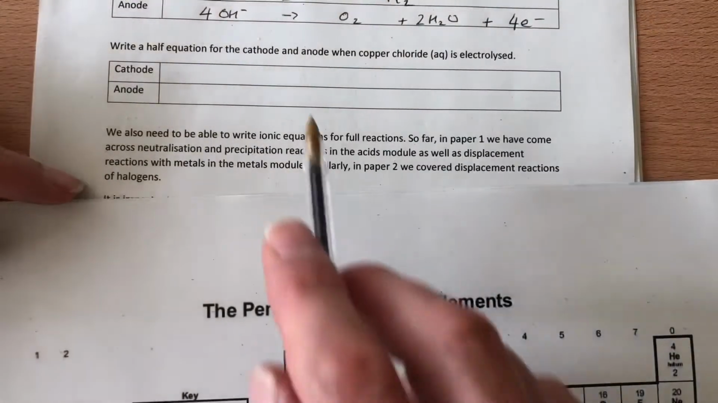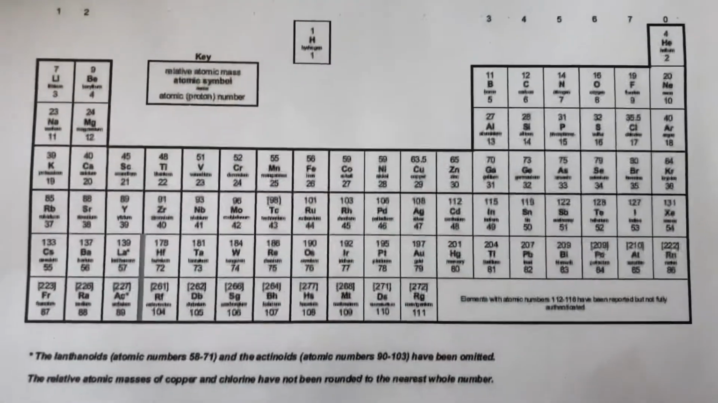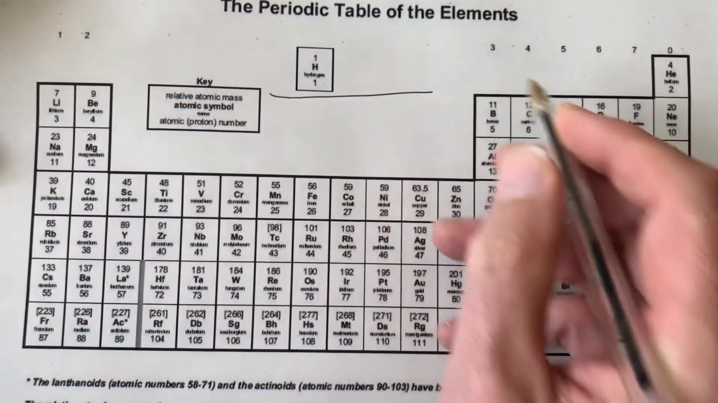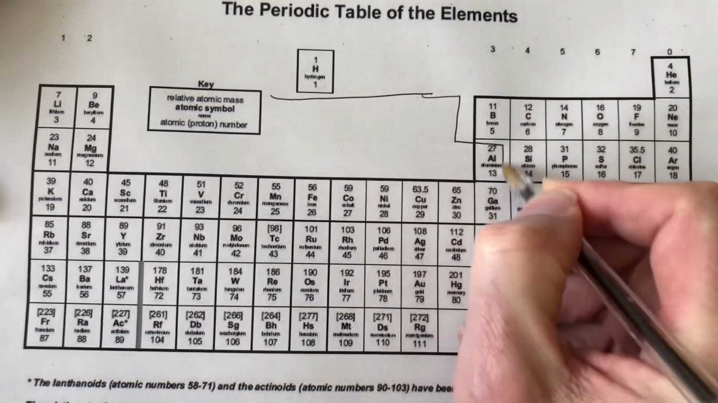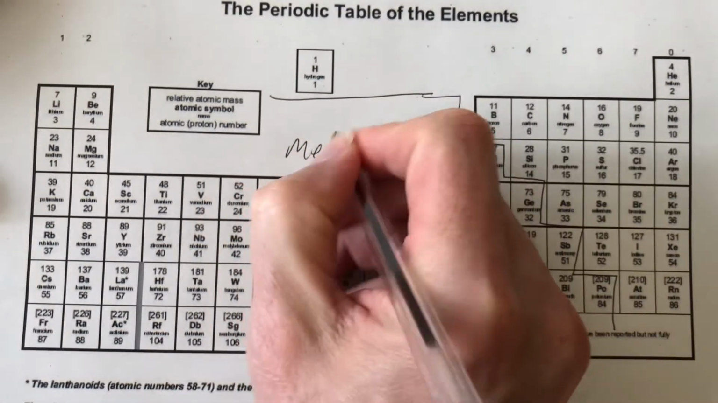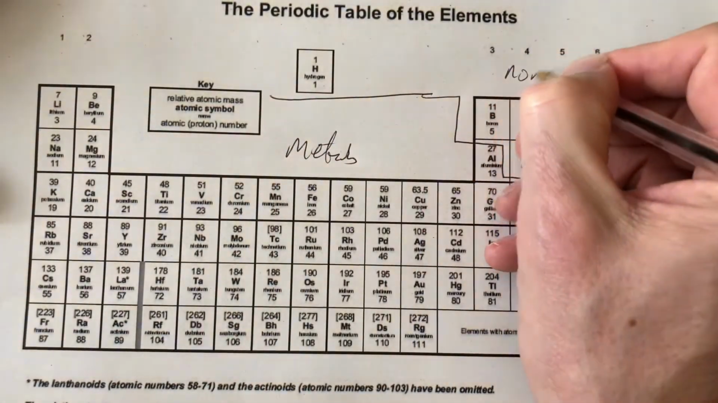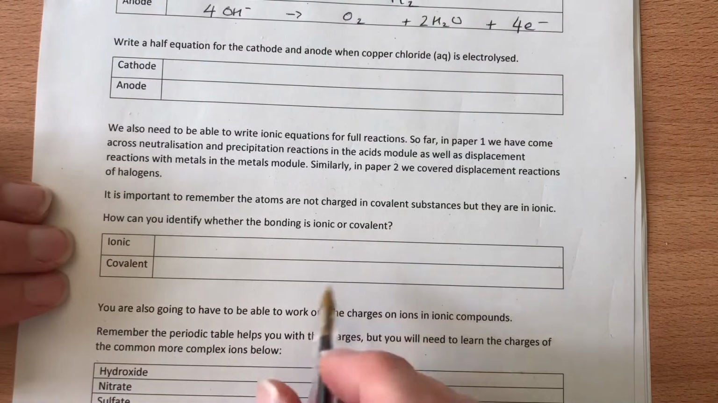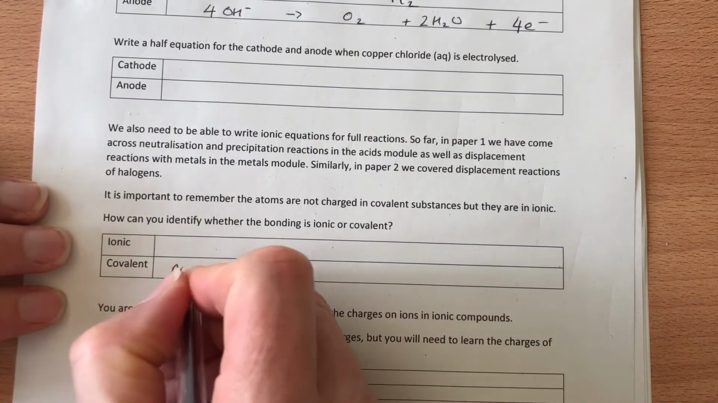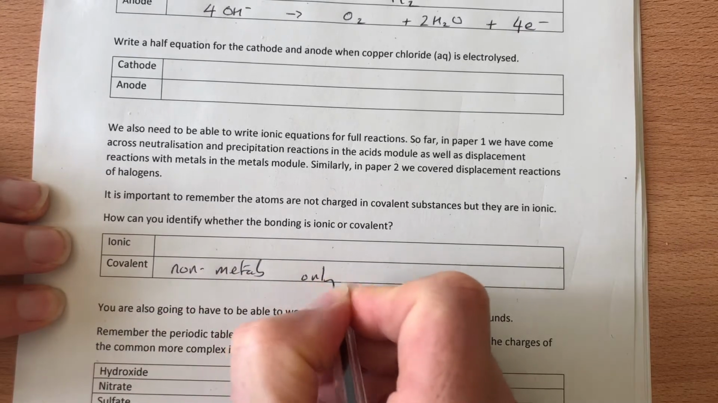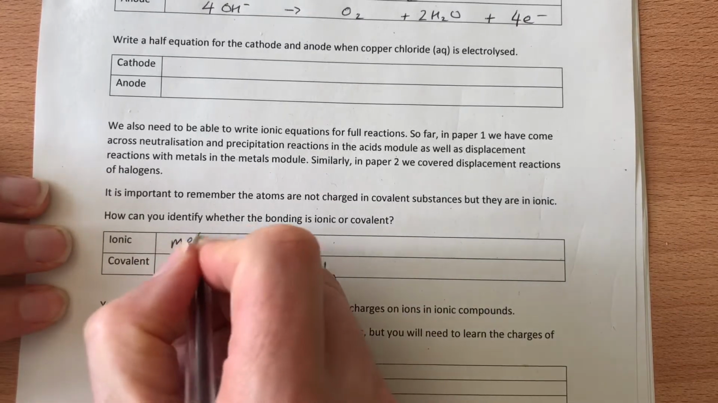So take an example here, lead bromide. How do we know if it's ionic or covalent? We need to get a periodic table out, and we need to draw on the periodic table the metal non-metal divide. And of course the metal non-metal divide goes down here. Metals are this side and non-metals are this side. Now, covalent bonding is non-metals only. And ionic bonding is a metal and a non-metal.